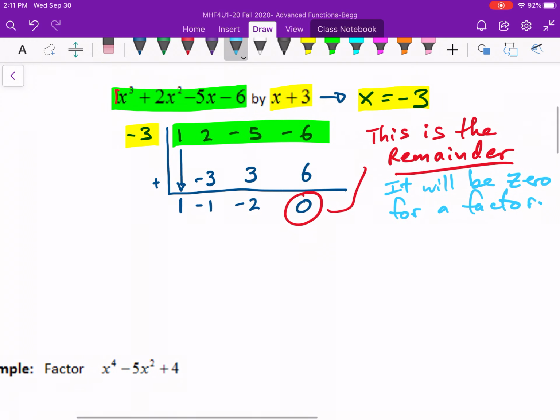These numbers over here are coefficients of the quotient.